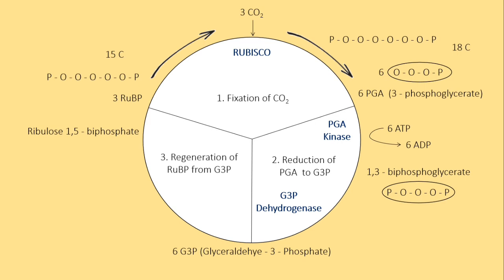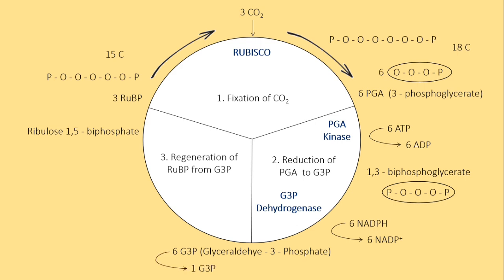Now, the next step is to use 6 NADPH to reduce 1,3-biphosphoglycerate into G3P, glyceraldehyde 3-phosphate. So 6 NADPH is going to convert into 6 NADP+. This reaction will be catalyzed by the G3P dehydrogenase enzyme. This enzyme, from the word dehydrogenase, removes hydrogen from NADPH. At this point, we're going to get 6 G3P molecules.